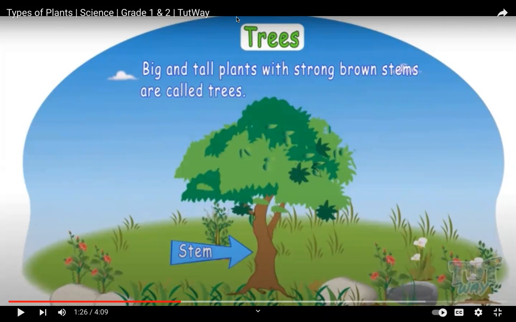Okay, Debangshu, can you tell me what is a tree? Yes, ma'am. Big and tall plants with strong brown stems are called trees. With strong and brown stems. These stems are so strong that even in a very strong storm, often they do not break. It very often happens that a strong storm is coming and they stand still in that storm. They do not break.